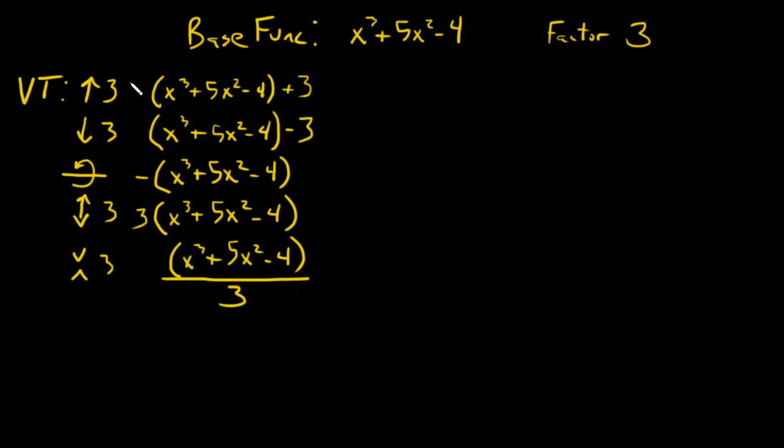So let me actually put little dots here where they're not right on top of each other. Probably should space it out just a little bit. That makes it look a little bit better. So if I want to move it up by 3, I add 3 to the whole function. I want to move it down by 3, I subtract 3 from the whole function. I want to flip it vertically across the x-axis, I put a negative sign in front of the whole function. If I want to stretch it by 3, I multiply it by 3. If I want to shrink it by 3, I divide by 3. Those are all my vertical transformations.